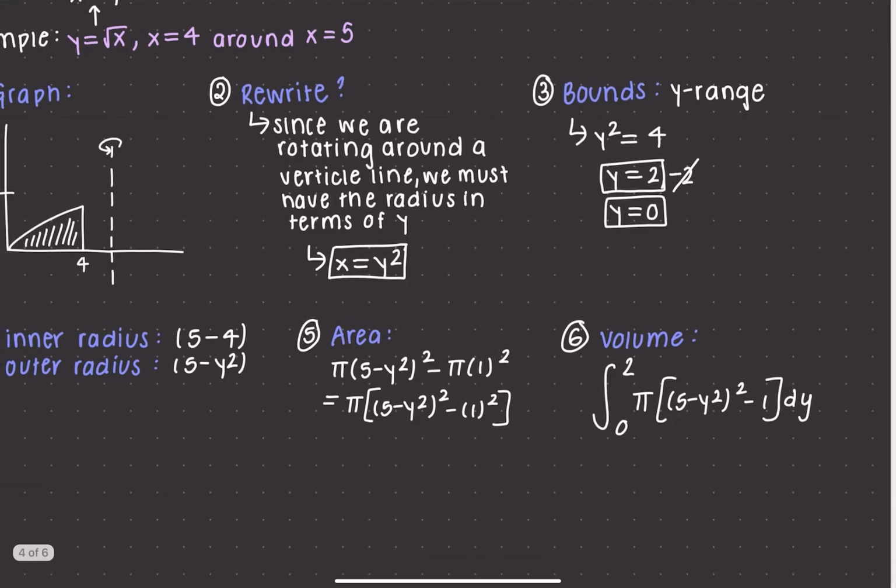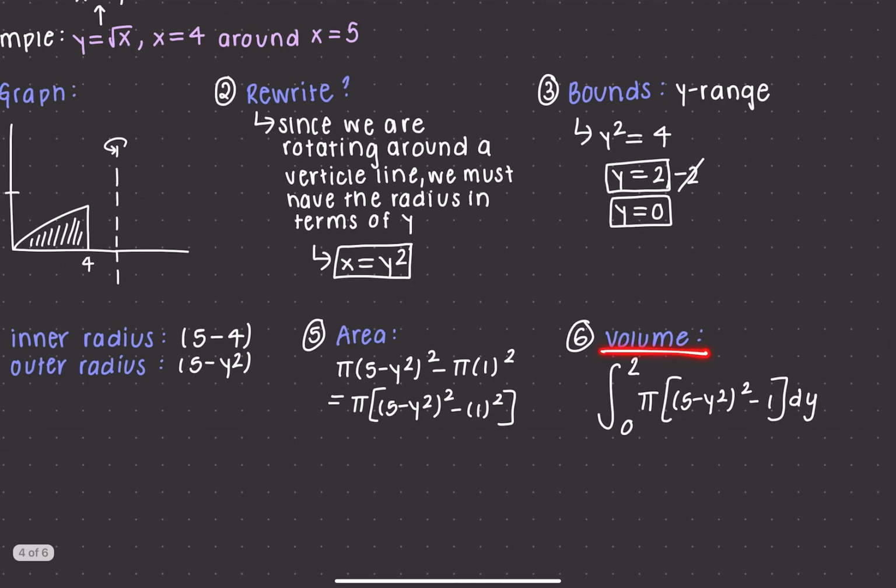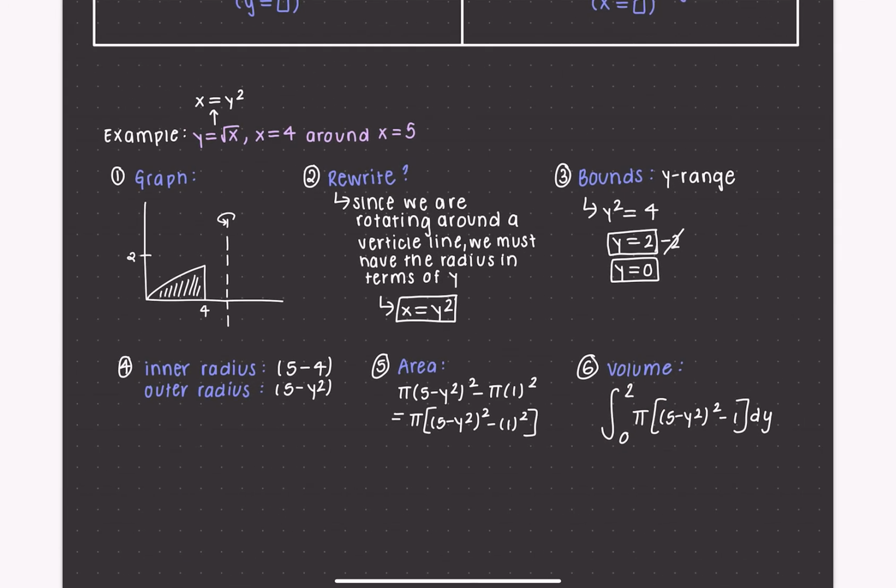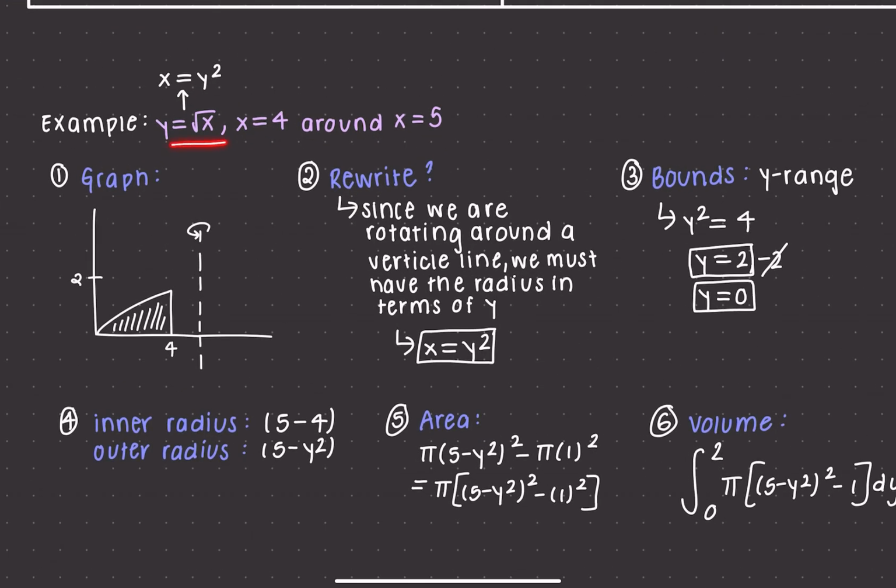Finally, we plug this in to find our volume. We plug this into our integral, where the bounds are from 2 to 0, and our function is just the area. This is how you write the integral to solve for the volume of revolution of the curves y equals square root of x and x equals 4, rotated around the line x equals 5.